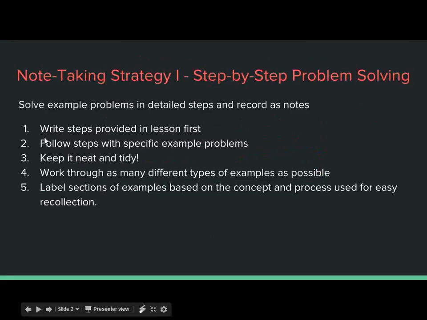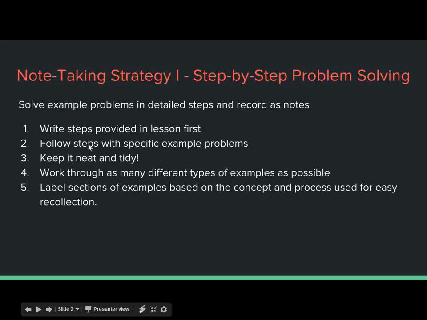So first, you want to write the steps that the lesson provides. So for example, in a lot of chemistry lessons, they want you to write down what you know and what you don't know, then the formula that you'll need to use, then add the numbers you do know into the formula, and then solve. So write down those steps.